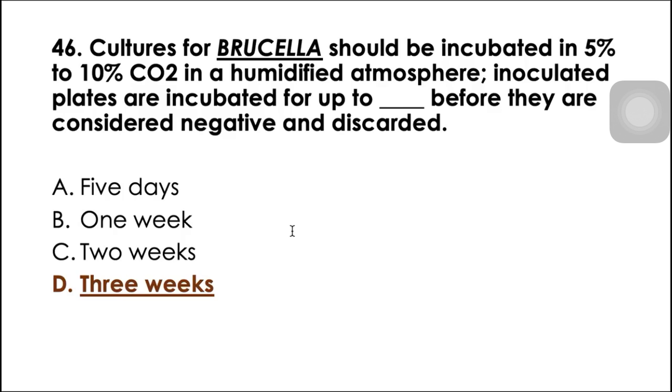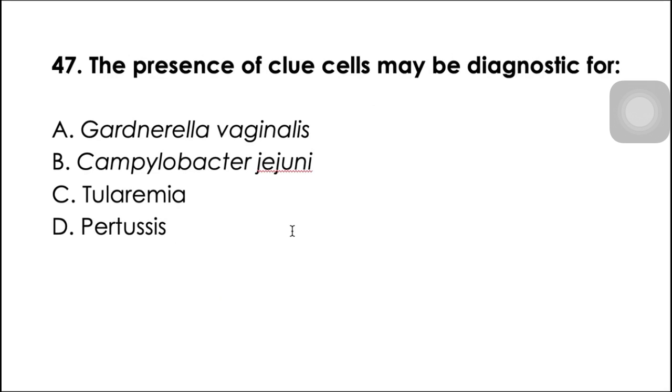Okay? In the case of leptospirosis, in the acute phase, the specimen is blood followed by urine. So blood testing comes first before urine testing for leptospirosis caused by Leptospira interrogans. And for the case of leptospirosis blood culture, it is extended up to 6 to 8 weeks. So, for Brucella, 3 to 4 weeks. For leptospirosis, 6 to 8 weeks. Okay? Next, number 47, the presence of clue cells may be diagnostic for.